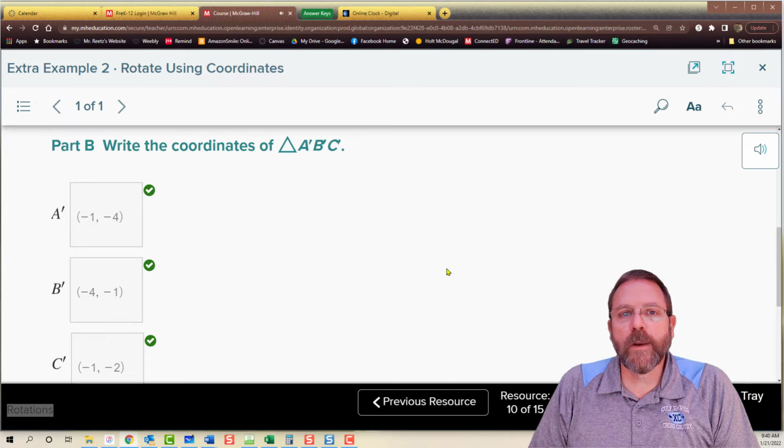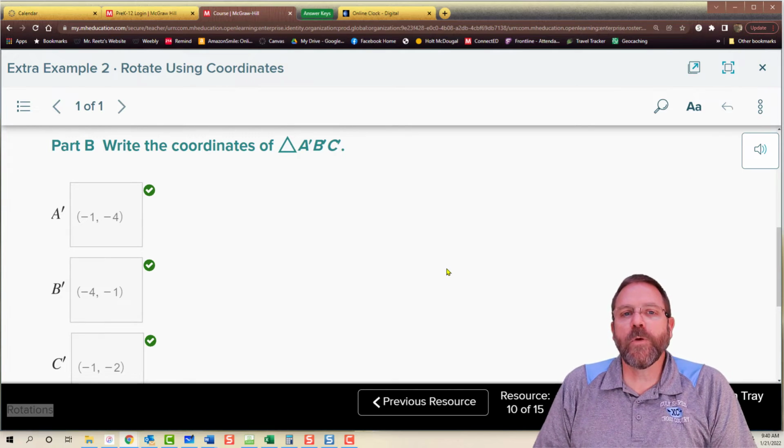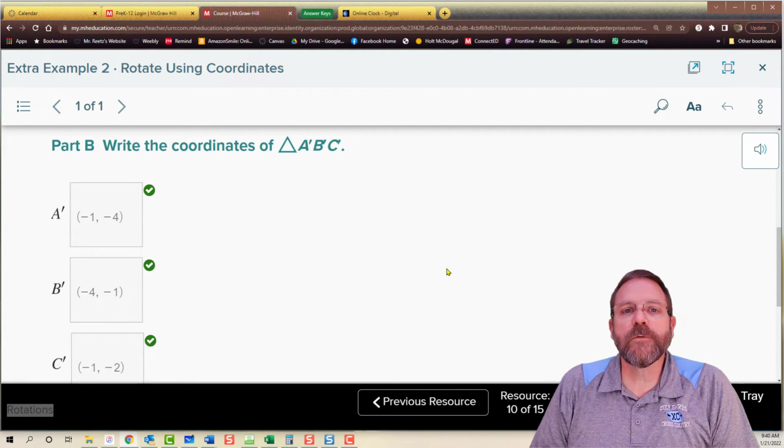If you were to graph that on the coordinate plane, you would find that it is a 270-degree rotation around the origin from the location of the original triangle.